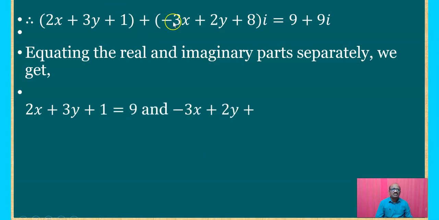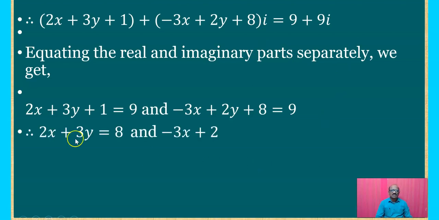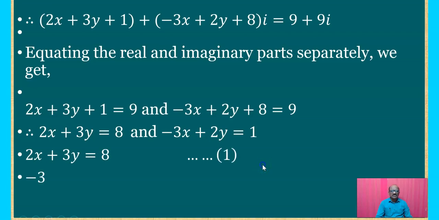What about the next? Minus 3x plus 2y plus 8 is equal to 9. Therefore, 2x plus 3y is equal to 8. And what about here? Minus 3x plus 2y is equal to 9 minus 8, which is 1. Equation number 1. Next is minus 3x plus 2y is equal to 1, equation number 2.